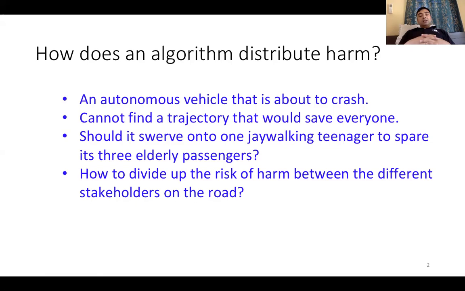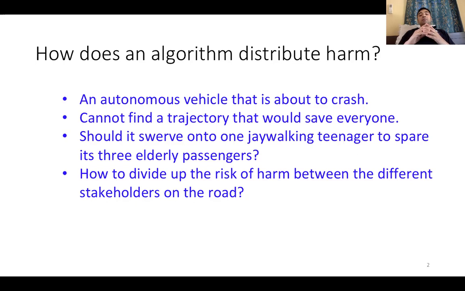Now, say for instance, consider this situation. Say an autonomous vehicle is about to crash, and it cannot find a trajectory to save everyone. To make the case simple, say it has two options. One is to swerve onto a jaywalking teenager and crash on him or her, or divert the lane so that it saves its three elderly passengers. What decision should the autonomous vehicle take at this point? You understand that this is different from a general machine learning or a general automatic decision. The question is how to divide up the risk of harm between the different stakeholders on the road.